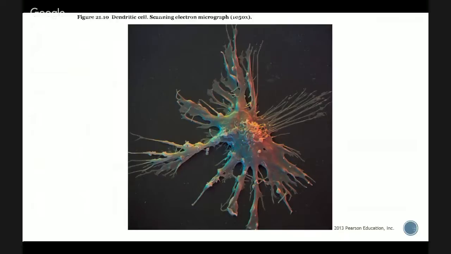So the dendritic cells have contact with the external environment. So they might phagocytose an antigen coming from the external environment and then bring it to the inside of the body and present it to T cells.